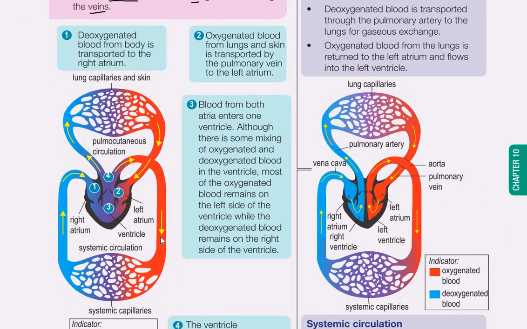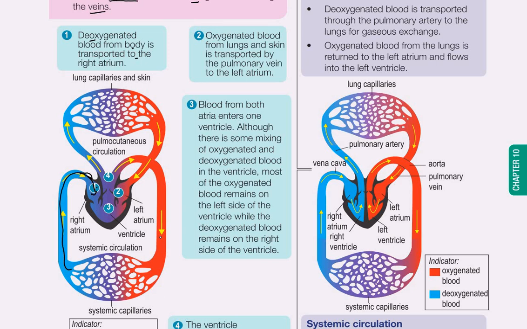Okay, for the explanation, you can see the numbers here. Number 1, deoxygenated blood from the body is transported to the right atrium. So it comes from here. This is deoxygenated blood from the body. It flows back to the right atrium. Okay, this is for number 1.